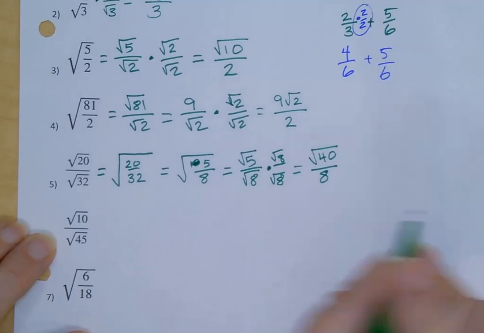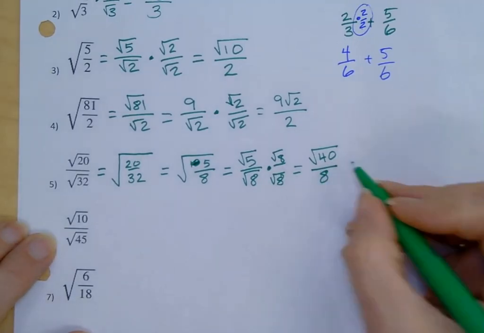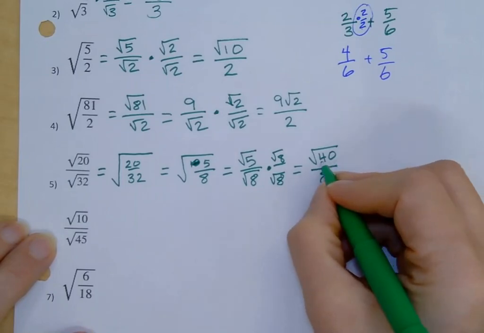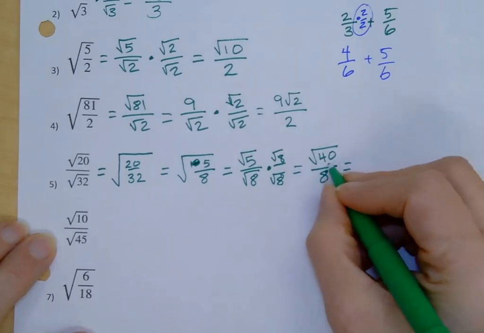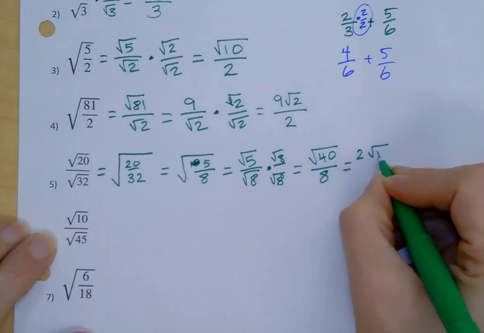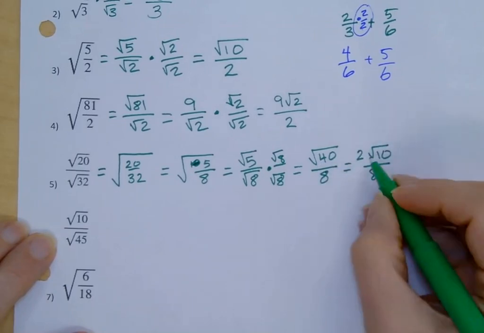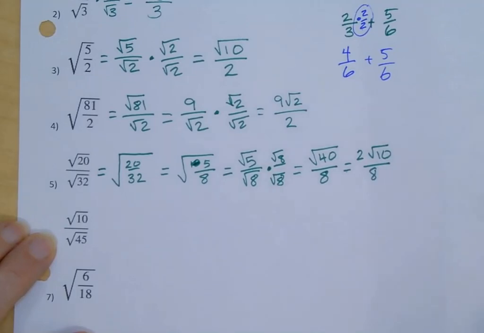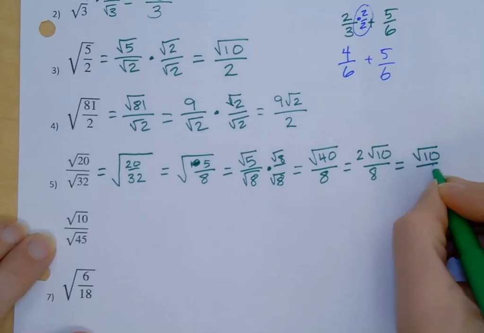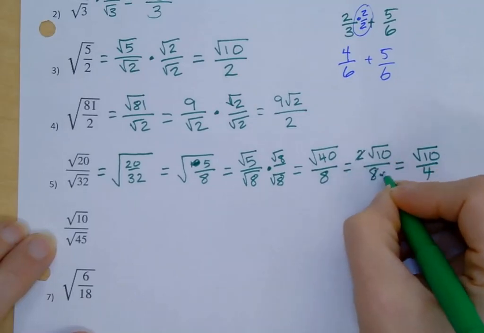I am not done, right? Because I know the square root of 40 can be simplified. Okay, that is 4 times 10, so I'm going to jump ahead. The square root of 4 times the square root of 10 is really 2 times the square root of 10. I skipped a step there. I'm not done because I know I can simplify 2/8. So this is going to be just 1 square root of 10 over 4. I simplified my fraction.